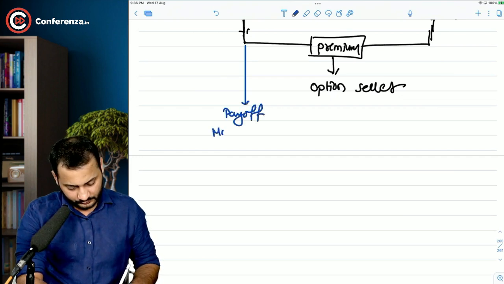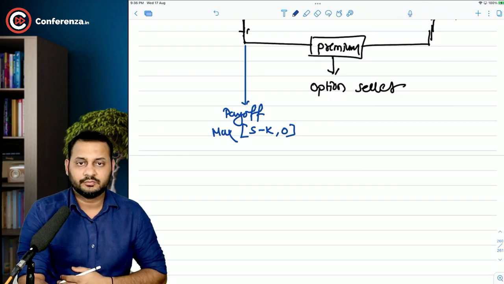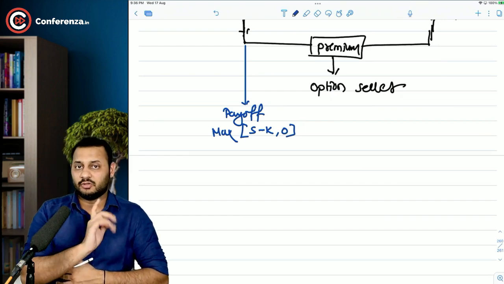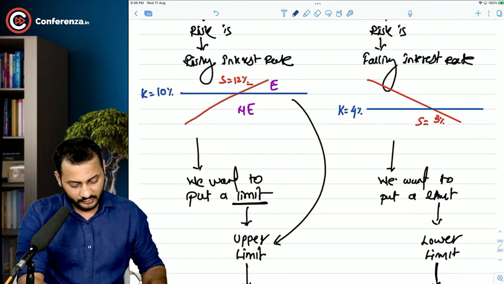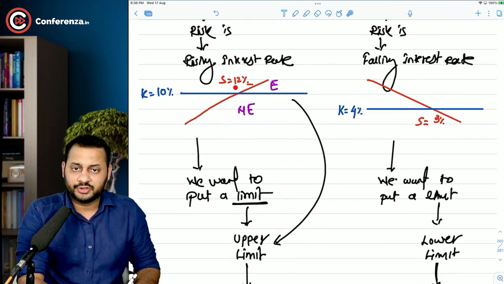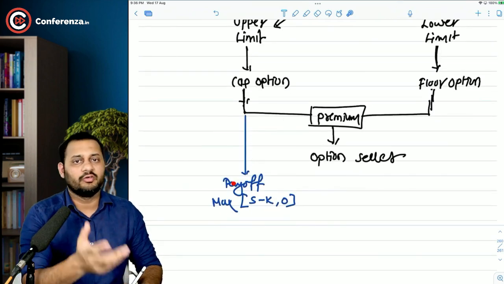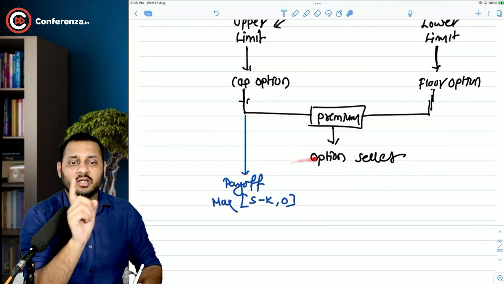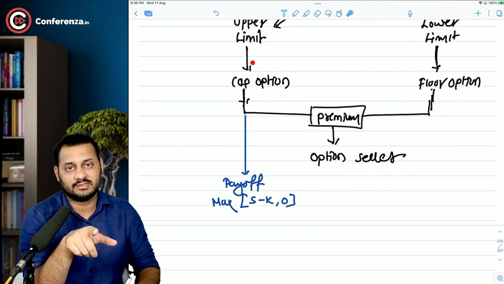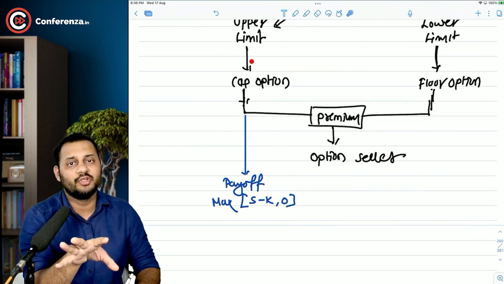Payoff. Maximum of S minus K or 0. Maximum of this or 0. Suppose, let's say in this question, what will be S minus K is 2%. So 2% or 0, what is the maximum? 2. So payoff will be 2%. Who is going to pay that? Option seller will pay us because we are the buyer of the option.